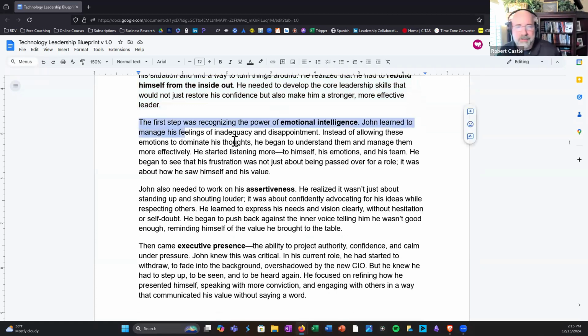The first step was recognizing the power of emotional intelligence. John learned to manage his feelings of inadequacy and disappointment. Instead of allowing these emotions to dominate his thoughts, he began to understand them and manage them more effectively. He started listening more to himself, his emotions, and his team, and he began to see that his frustration was not just about being passed over for a role, it was about how he saw himself and his value.